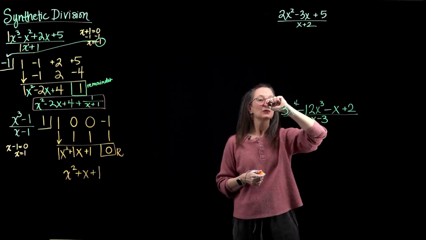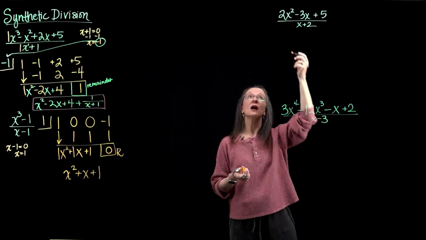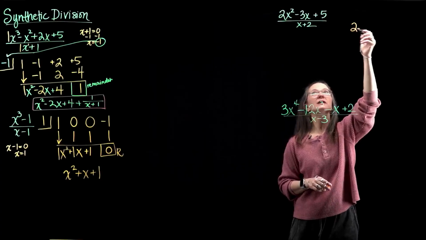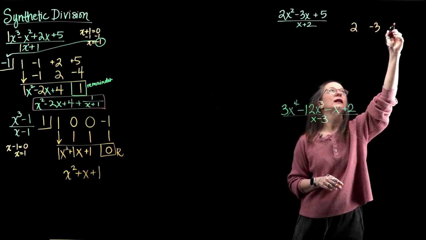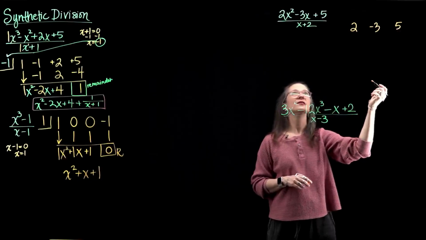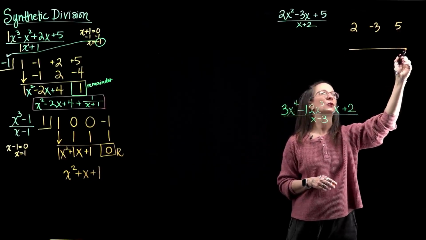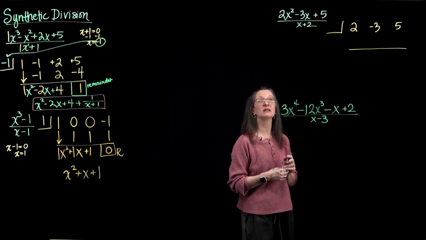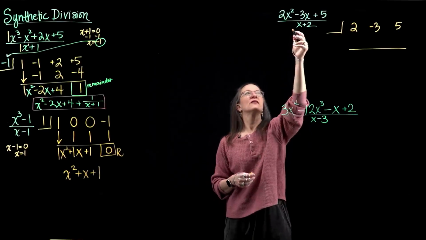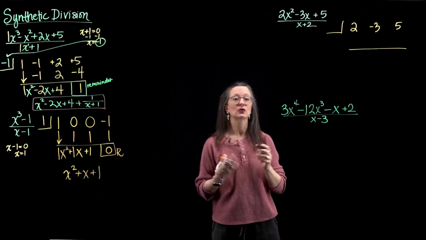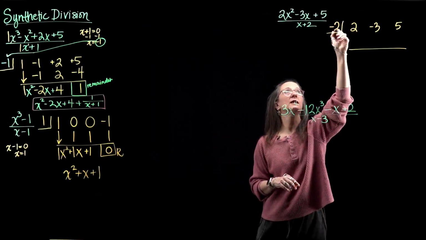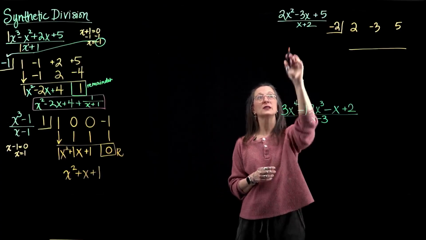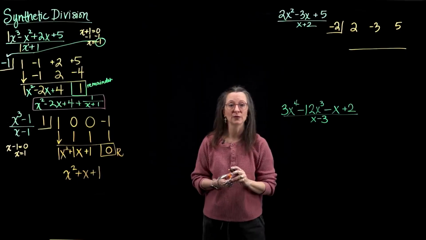So to divide this, we want to start by writing the coefficients of the numerator. So I'm going to write those across: 2, -3, +5. I'll skip some space and draw a horizontal line. And then I'll put the little box up to the left. I'm dividing by x plus 2, so the number that goes in the box will be -2. Remember, it is the value of x that would make that denominator 0.